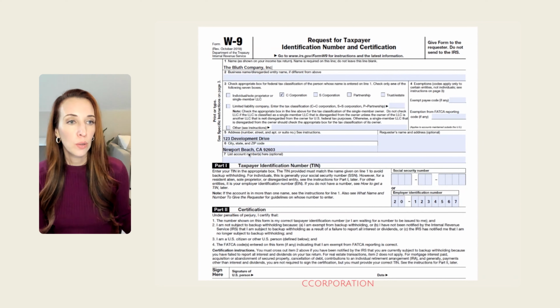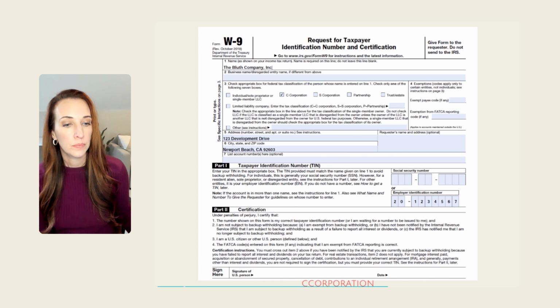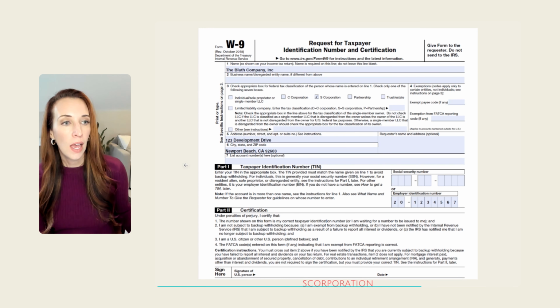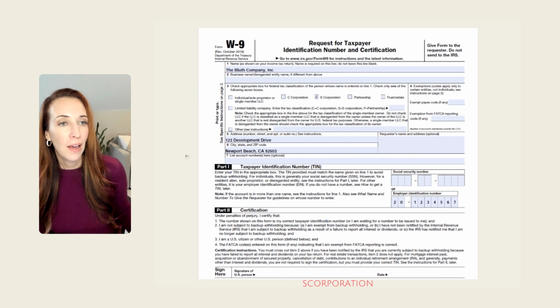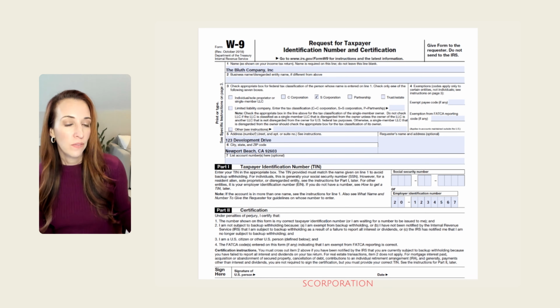If we look at a corporation or a C corporation, this is not to be confused with an LLC taxed as a C corp. Then the name of the corporation would be in box 1, and then C corp would be checked, and then the address and the employer identification number. Next, we take a look at an S corporation. This is not to be confused with an LLC taxed as an S corporation. And we have the same information in box 1, S corporation, the address, and federal tax ID.